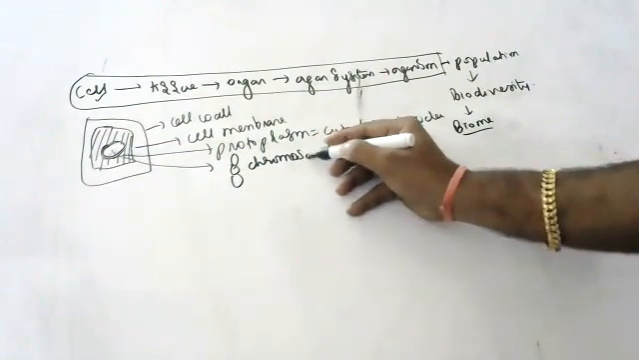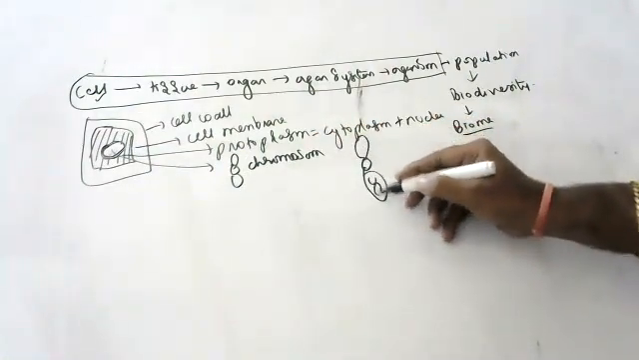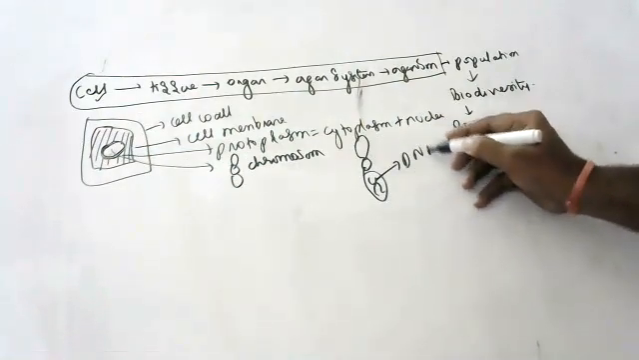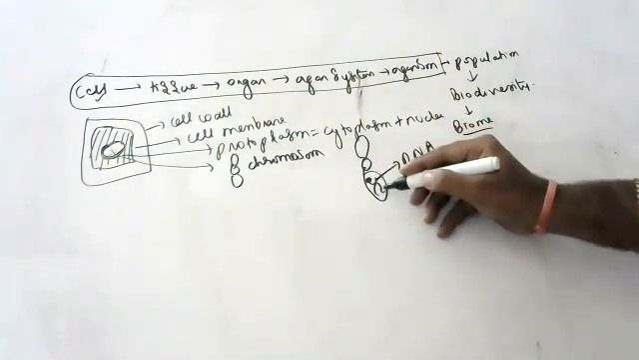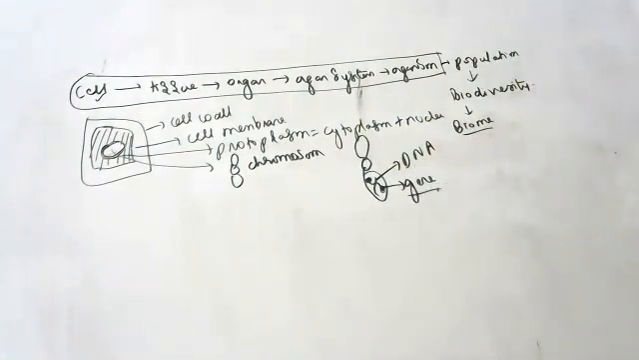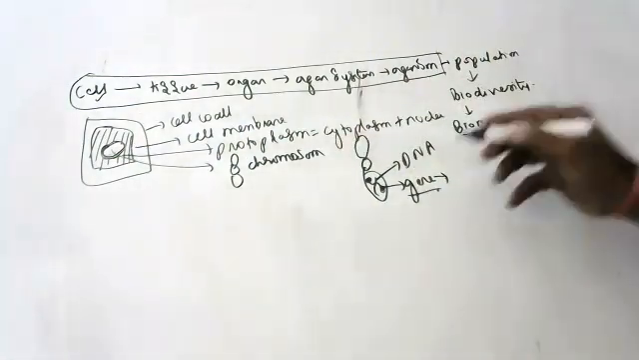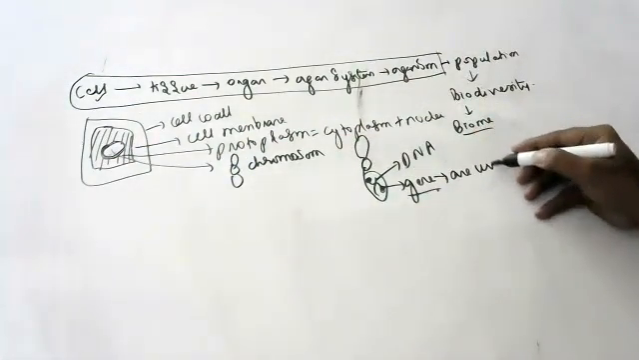Chromosomes. On the chromosomes, what is present? DNA. On the DNA, what is present? Genes. Genes are the unit of inheritance. Genes will carry the characters from parents to offspring.